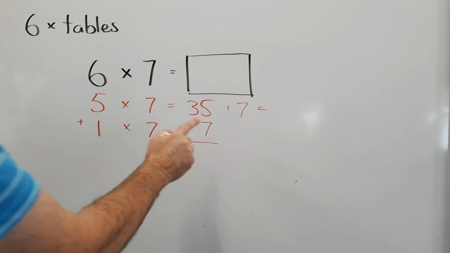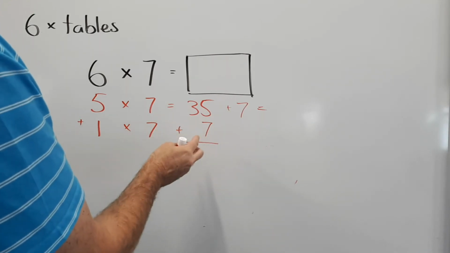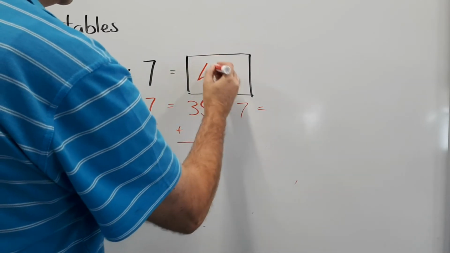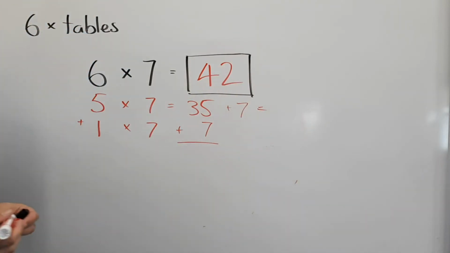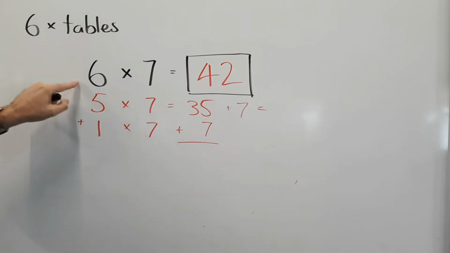Then that's pretty easy. I can figure that out. I can split this into 5 and 2 if I wanted, and just say 35 plus 7 gives me 42. So that's a really handy way of getting yourself out of a pickle. If you just can't remember, do your 5s and then do one more of the one that you're multiplying it by.